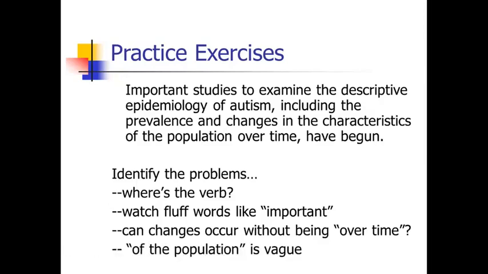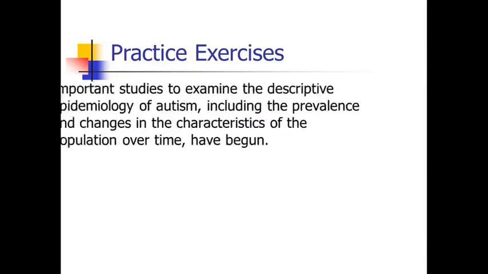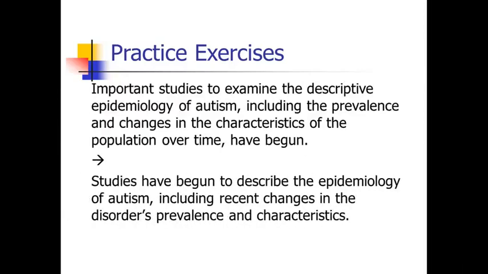And then at the end of the sentence, we get this, "in the characteristics of the population." Well, that's very vague. Of what population? Unless you're going to specify a particular population, then "of the population" is just too vague in general to add anything. It's just extra words then. You might as well cut it. So I took this sentence and rewrote it, keeping all of these points in mind. "Studies have begun to describe the epidemiology of autism, including recent changes in the disorder's prevalence and characteristics." Notice I moved the verb up, and instead of "examine the descriptive," I put "to describe."